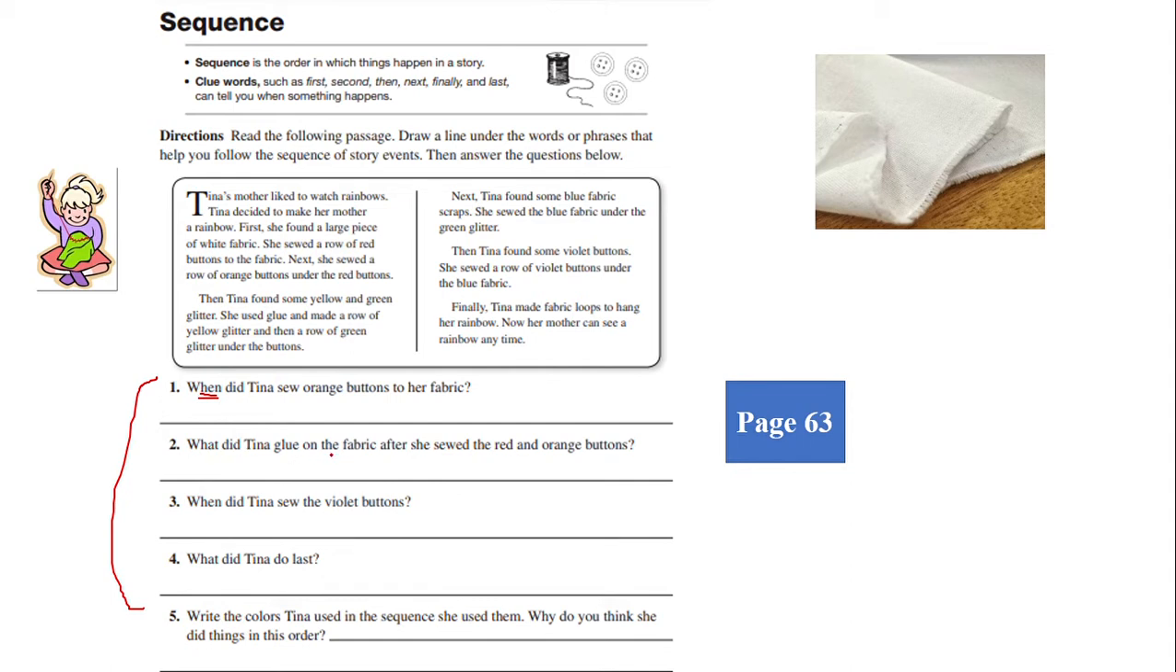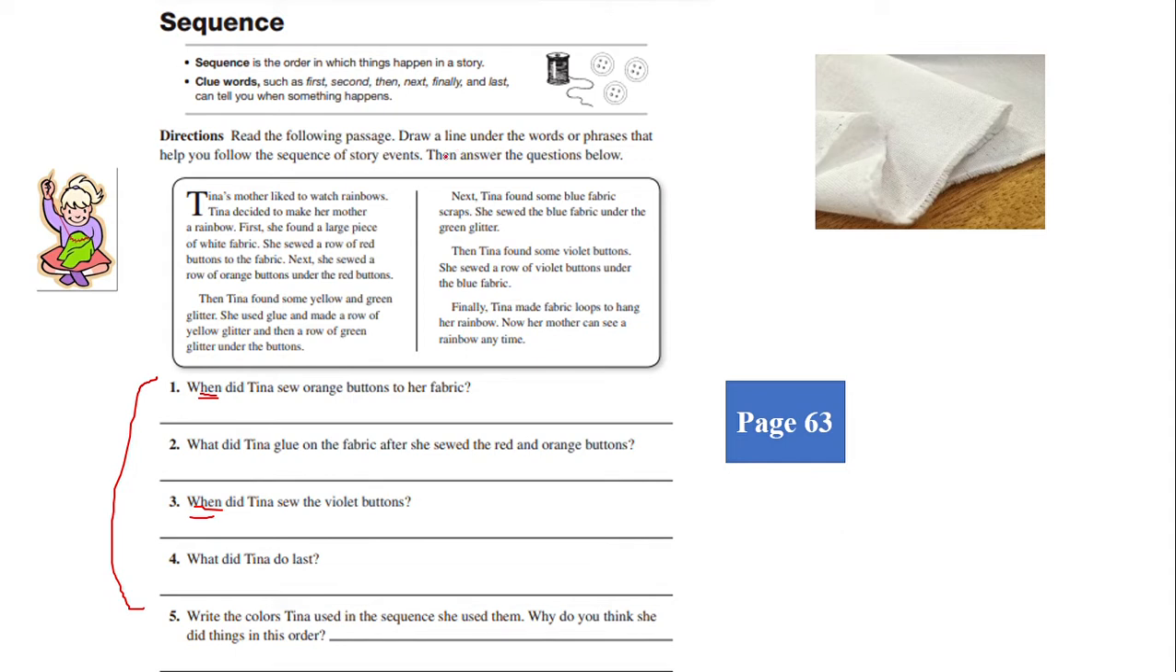What did Tina glue on the fabric after she sewed? When did Tina... oh, so "when" here, there's time, so there's sequence, clue words: first, next, when the things happened. This means when I get to read the passage, I underline the clue words that I told you about: first, second, then, next, finally. And what comes after first, then, next, finally, because of course I'll be asked about it.